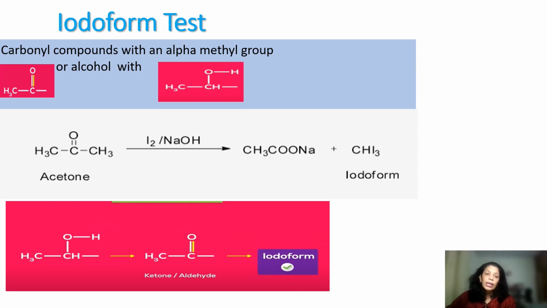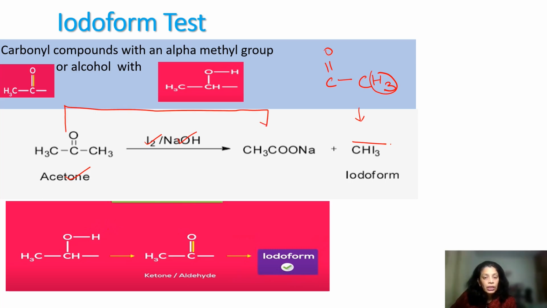The iodoform test is given by any carbonyl compound with an alpha methyl group attached to it. Suppose this is a carbonyl group, so the immediate carbon atom next to it will be the alpha carbon atom, and if it happens to be a methyl group, it is going to give the iodoform test. Why? Because the iodine is going to replace the hydrogen atoms to form a yellow colored precipitate, which is iodoform. So acetone, if reacted with iodine in presence of NaOH, the carbonyl group will get oxidized in the form of the sodium salt of acetate, and iodine will react with the alkyl group to form iodoform.